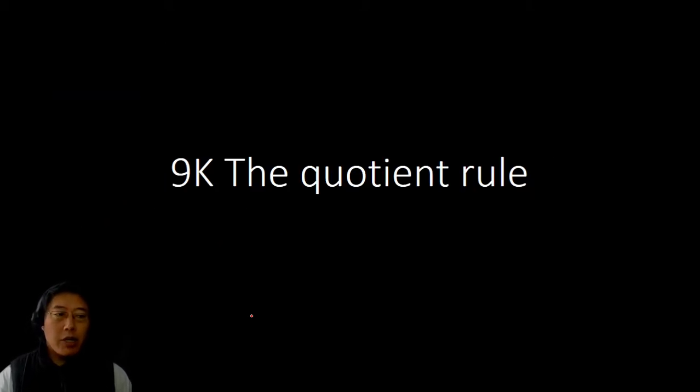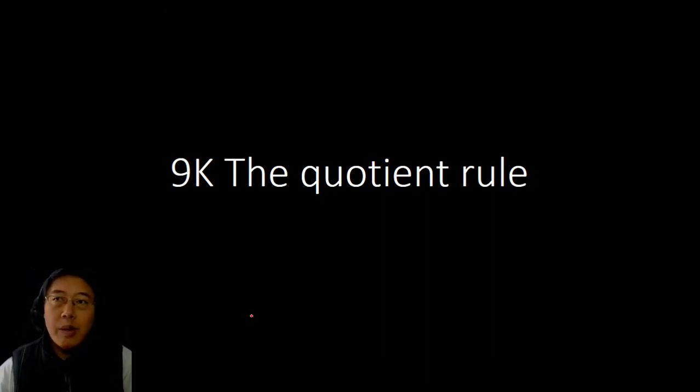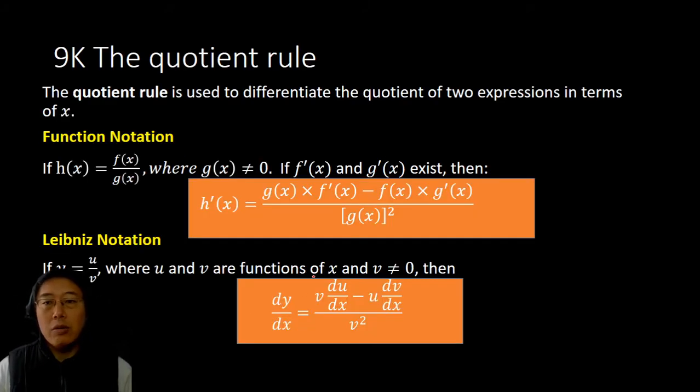Alright, now we can move on to the quotient rule. Okay, do you remember my handwritten notation for the product rule? I will use the same notation for the quotient rule. Okay, so those are the two notations to express the quotient rule. With the function notation, h of x is a quotient of those two. You can differentiate both of them.